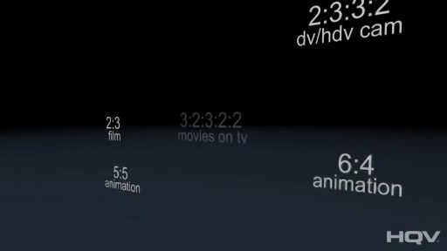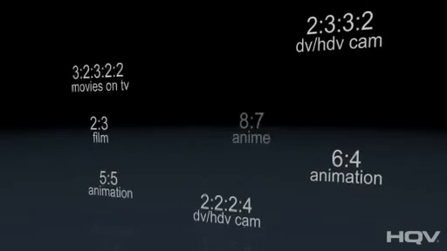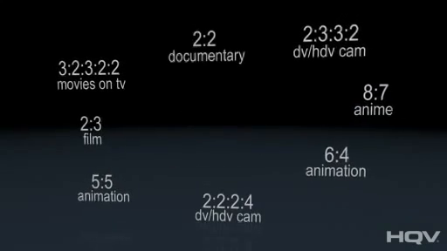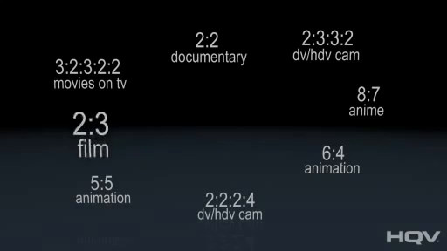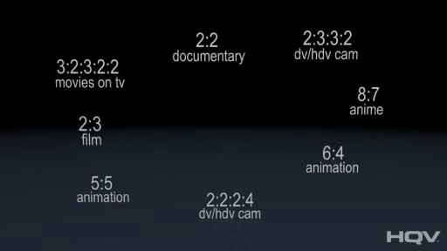While the 2-3 cadence is the most common format used, it is only one of 8 cadences that are in use. Other cadences are necessary for other frame rates. The range is wide, with animation being as low as 8 frames per second and documentaries being as high as 30 frames per second. Most competing video processors only look for a 2-3 pattern and thereby ignore all of the other cadences in use.